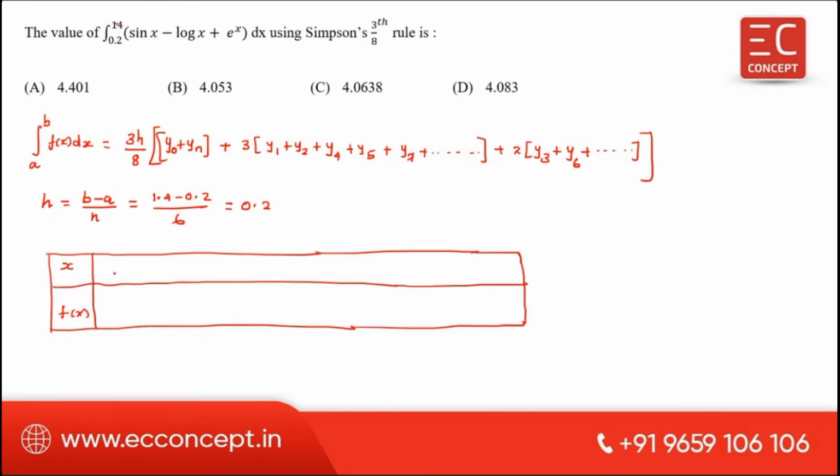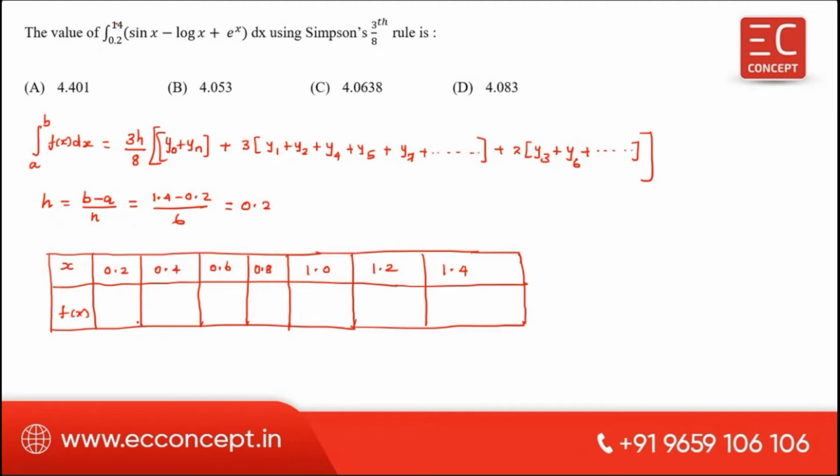For 0.2, for 0.4, for 0.6, for 0.8, for 1.0, 1.2, 1.4.